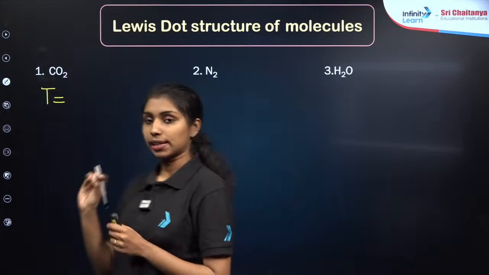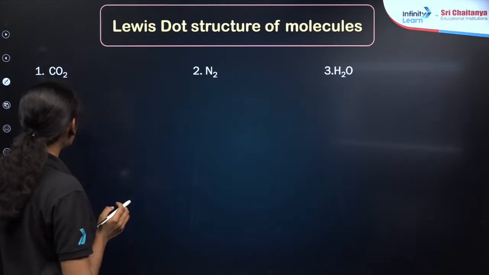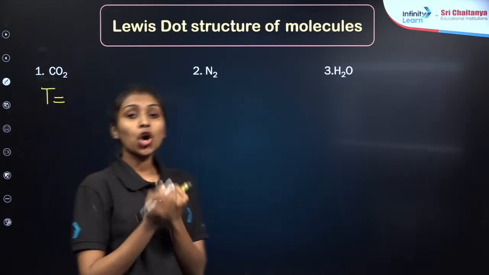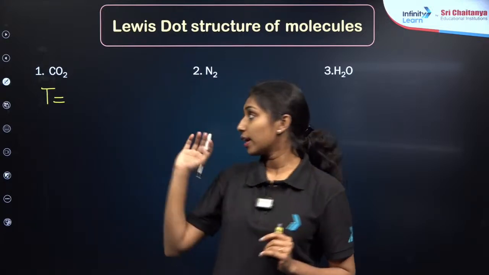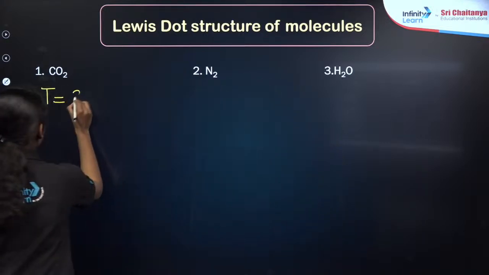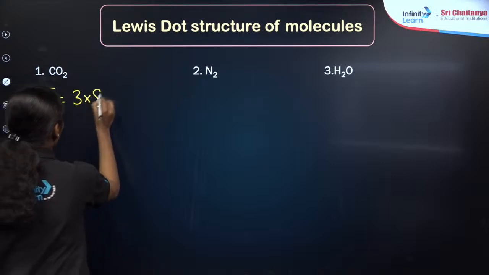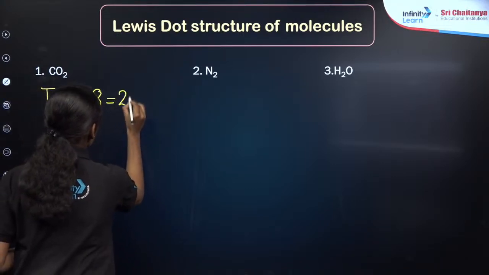1 carbon plus 2 oxygen, right? Total of 3 atoms are present, and we are assuming that all the 3 atoms, 1 carbon and 2 oxygen atoms, will acquire the octet rule. So we are taking here 3 into 8, that is equal to 24 electrons, right?